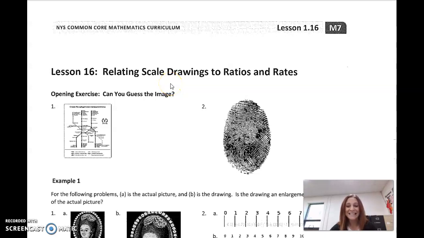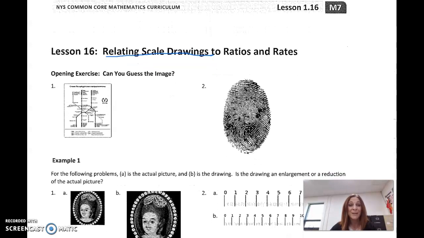All right, in lesson 16 in module 1, we're going to continue talking about constants, but now we're going to be calling them something different. We're going to be relating them to scale drawings. And scale drawings, scale models, are something we deal with a lot without even realizing it.